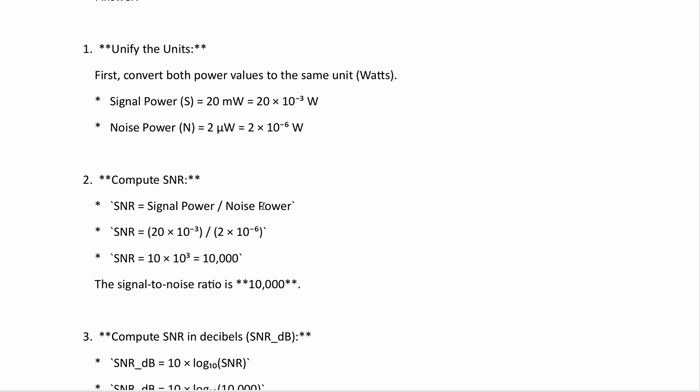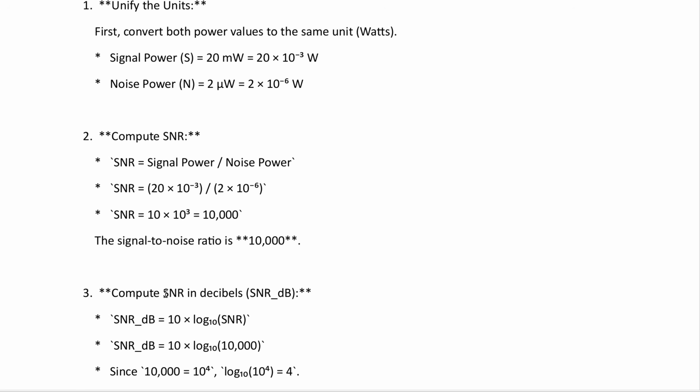Now we can compute both quantities, that is signal to noise ratio as well as signal to noise ratio in decibel. First we calculate signal to noise ratio. So signal to noise ratio is simply the ratio of signal power and noise power. Signal power is given as 20 into 10 to the power minus 3 watts, and noise power has been given to us as 2 into 10 to the power minus 6 watt, and that's why signal to noise ratio will become 10,000, right?